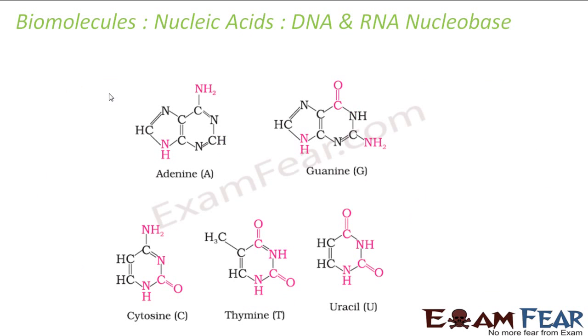So if we talk about the nucleobase, in DNA we have four nucleobases: adenine, guanine, cytosine, and thymine. So these four are for DNA. In RNA, instead of thymine we have uracil. So this is for RNA and this is for DNA, and the others are all common to both.